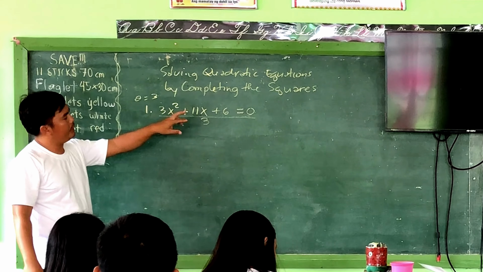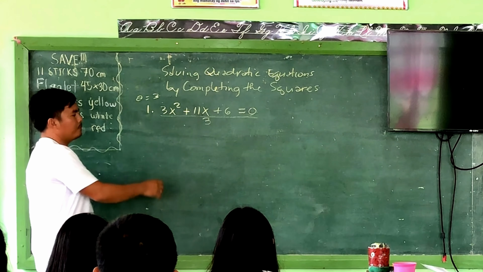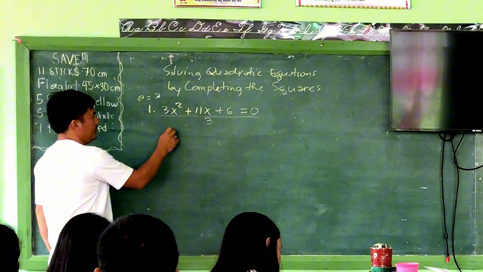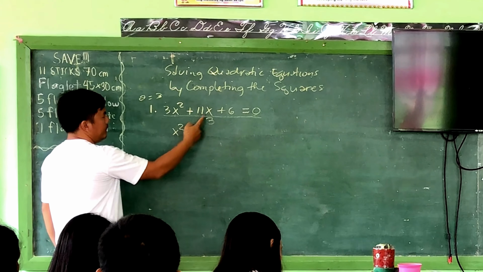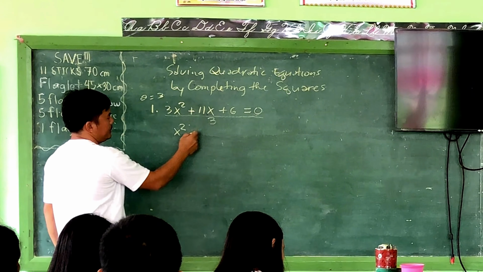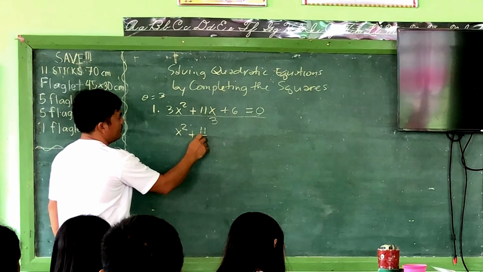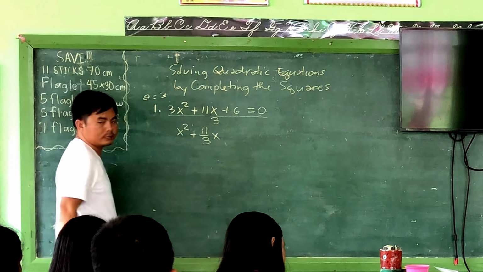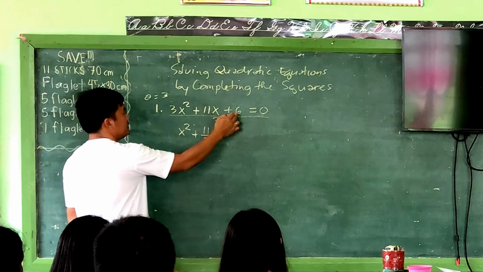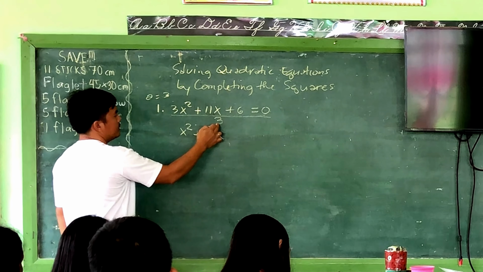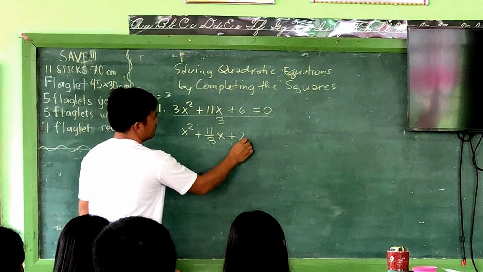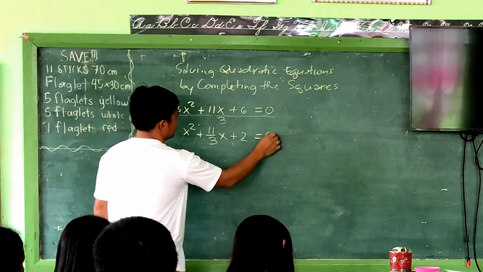3x squared divided by 3 is x squared. Good. Then, 11x divided by 3 is 11 over 3x. Okay? Then 6 divided by 3 is 2. Plus 2 equals 0.